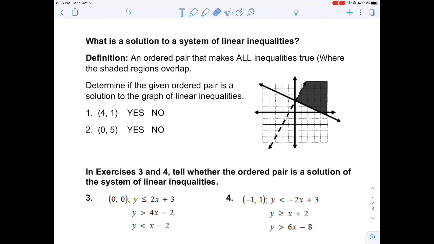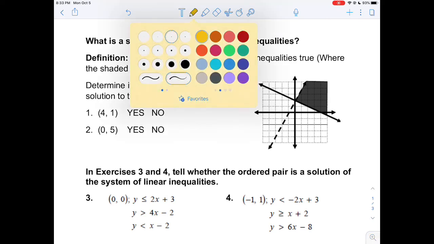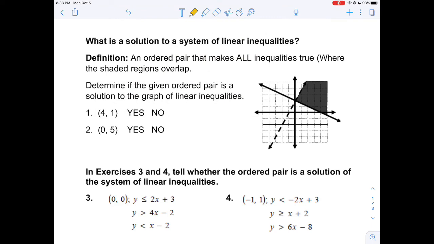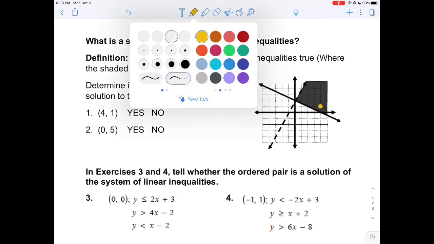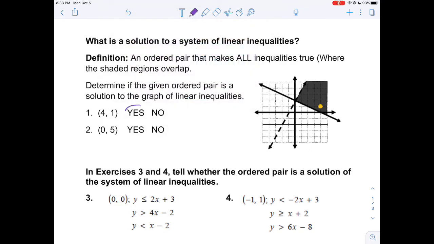So in order to determine if an ordered pair is in the region or is a solution of linear inequalities, we just simply need to plot the point and see if it lands in the shaded region. So for example, if we plot the point (4, 1), that's going to land right here on our graph, right there where you see the yellow dot. And so that is in the shaded region. That means that it is a solution. So yes, it is a solution.